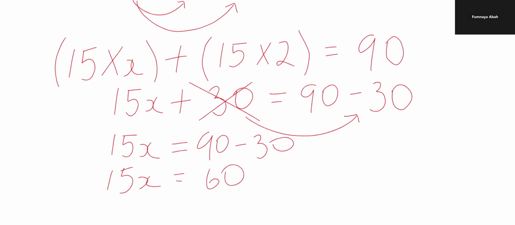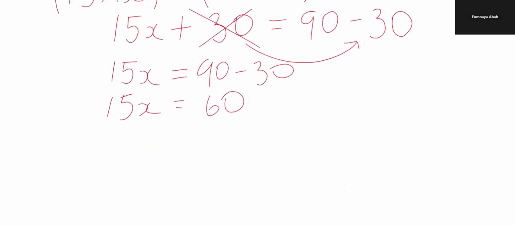So now we can solve for x by dividing both sides by 15. So 15x divided by 15 is equals to 60 divided by 15. So if we divide both sides by 15 here, we're left with x. So x is equals to 4.